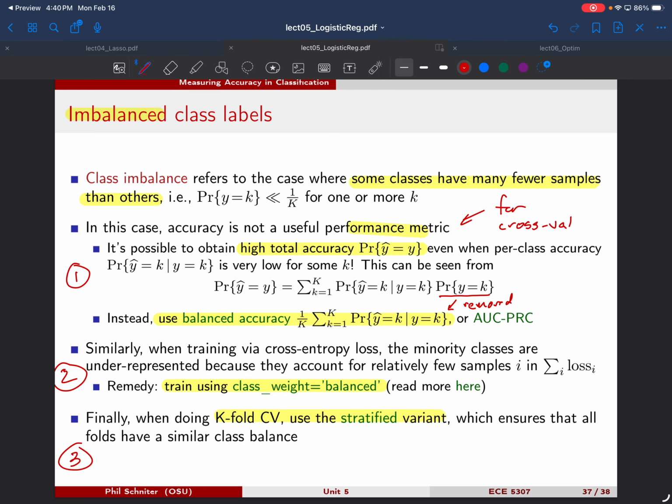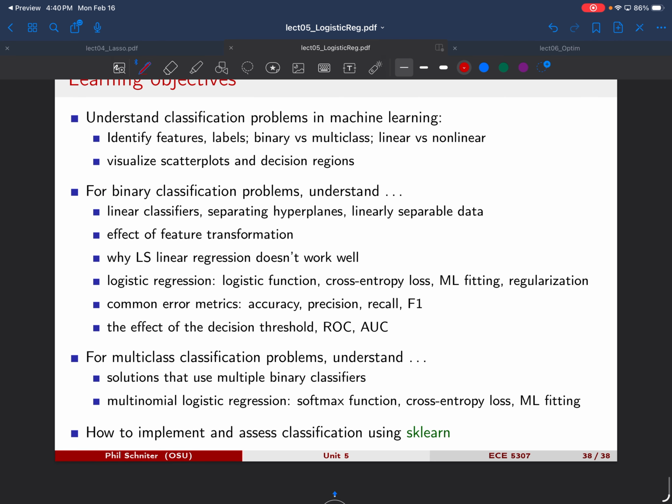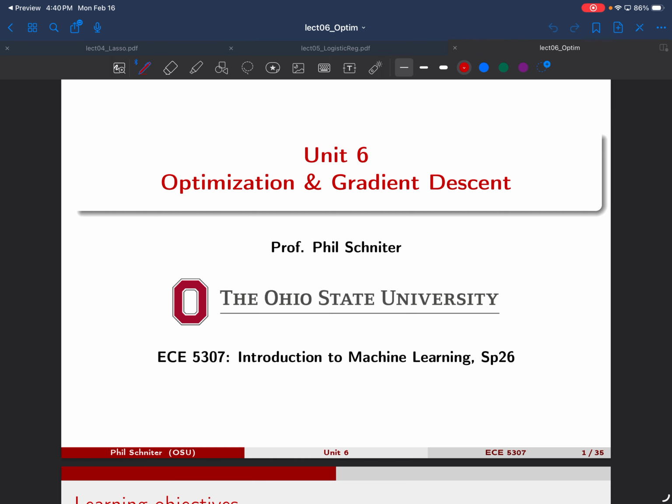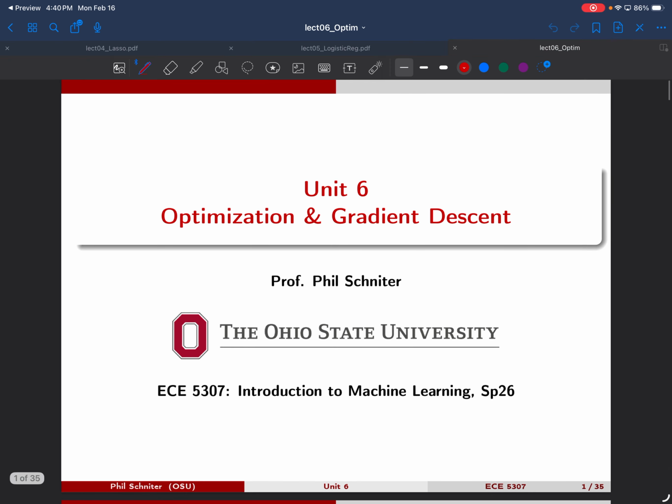Okay, that takes us to the end of this unit. And so we can start our next unit on optimization and gradient descent.